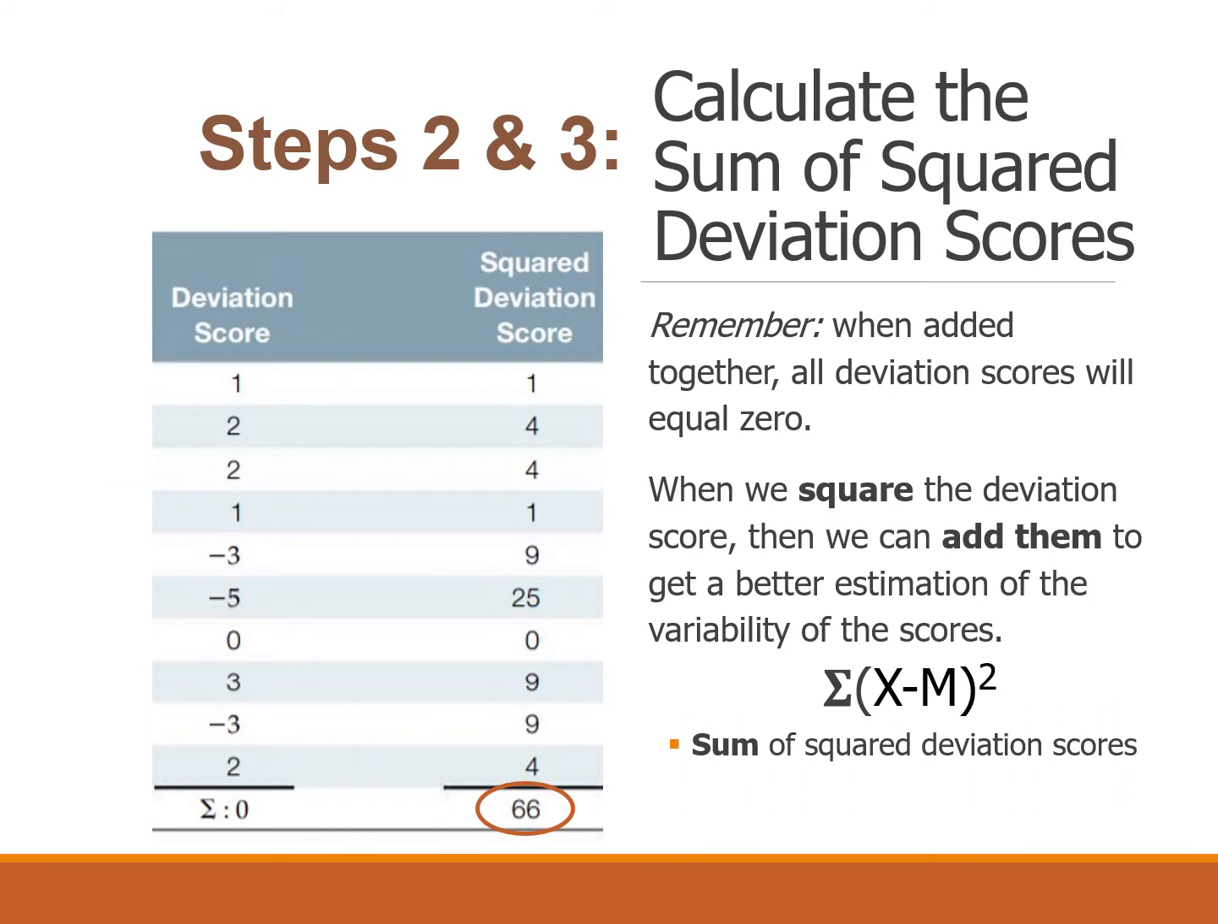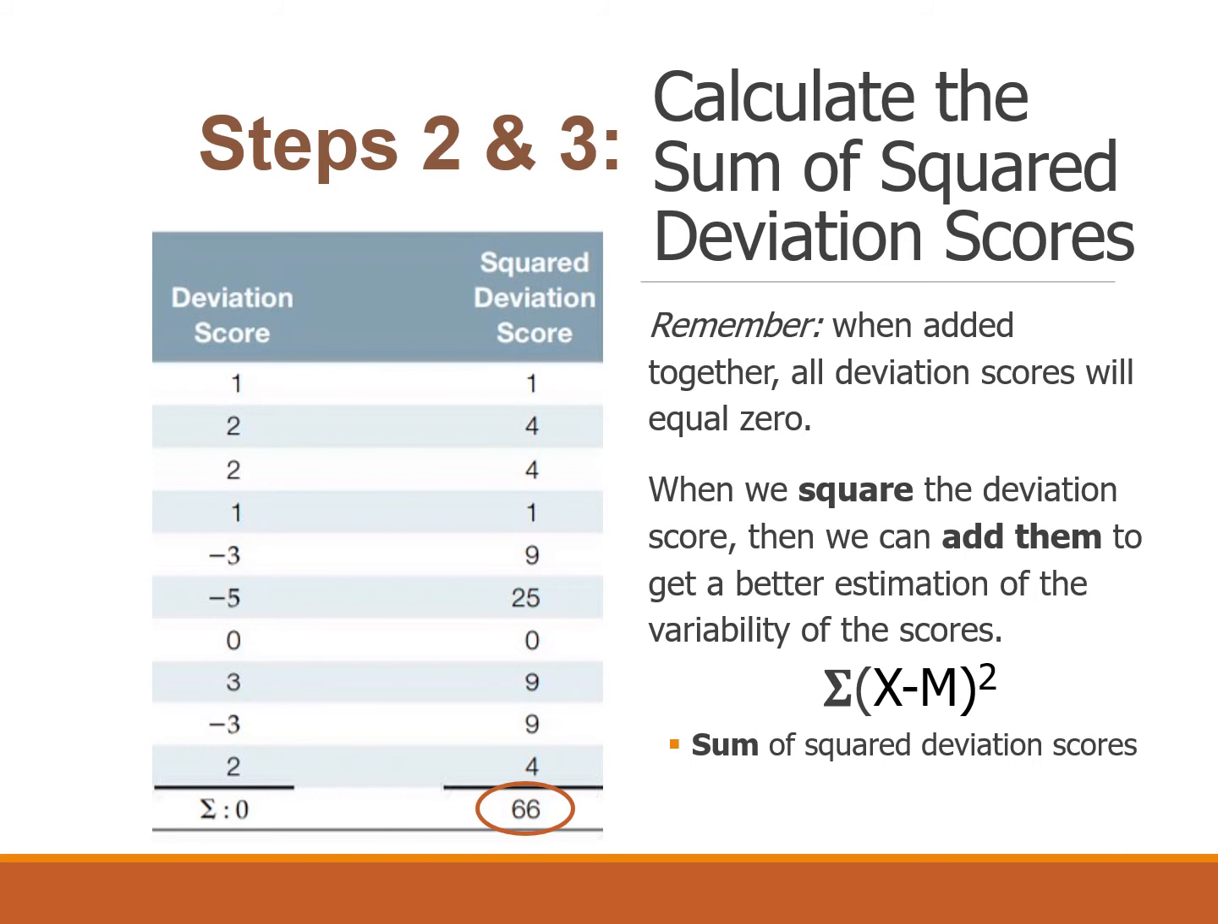Okay. Steps 2 and 3 we do together at one time, because what we're going to do is square the deviation score and then add them together. So if I were doing this in my Excel spreadsheet, I would just start another column and multiply this column by itself. So 1 times 1 is 1, 2 times 2 is 4, 2 times 2 is 4, etc. -3 times -3 is a positive 9. -5 times -5 is positive 25. 0 times 0 is 0. 3 times 3 is 9. -3 times -3 is 9. 2 times 2 is 4. And the total is 66.